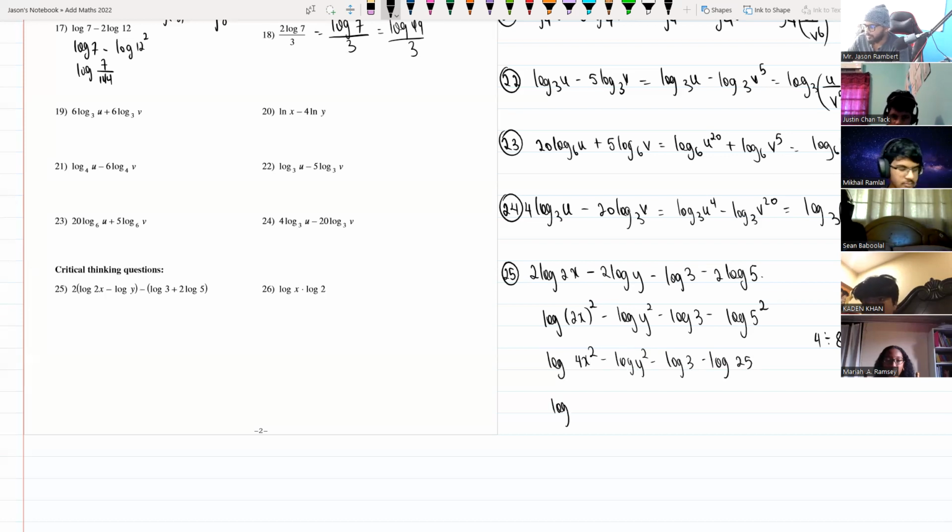This is log, open bracket, 4x squared divided by y squared divided by 3 divided by 25. Now this could be simplified. When we get a little stronger in algebra, then I'll show you all how to simplify this. All right. Number 26, log of x divided by log of 2 remains as log of x divided by log of 2. You can't simplify it, right? You can't say this is log of x divided by 2. This is wrong. Okay? You cannot simplify this. Cool?